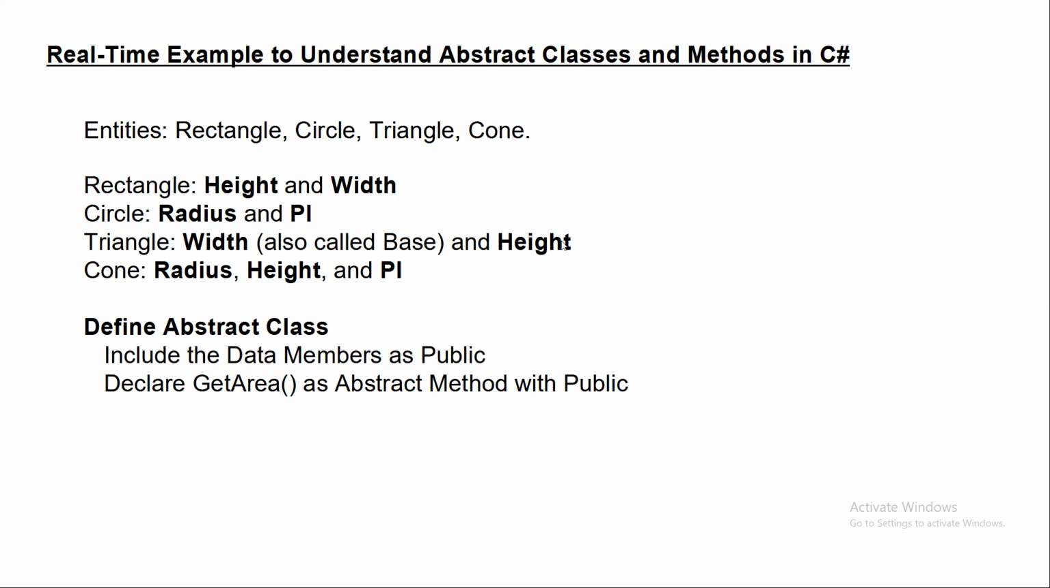In order to calculate the area of these entities, I need the dimensions of that particular object. For rectangle, I need height and width. For circle, I need pi and radius. For triangle, I need width and height. And for cone, I need radius, height, and pi value. So if you see here, height, width, radius, pi. These four I need because all are the same, right? Width is repeated, height repeated, radius repeated. So basically four values I need to use: height, width, radius, and pi. Okay, so let's see.